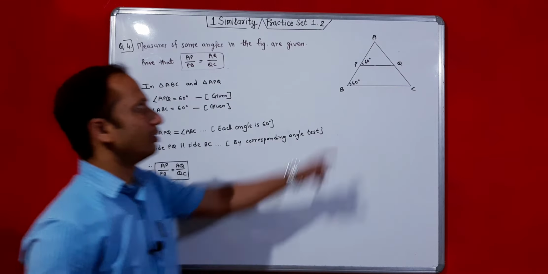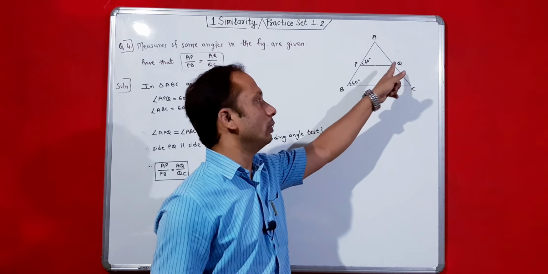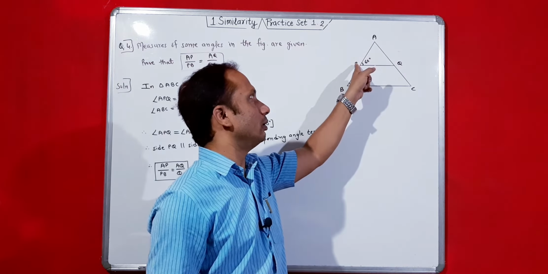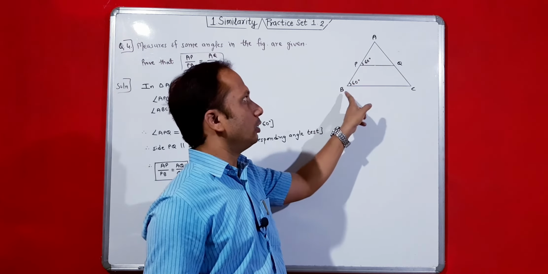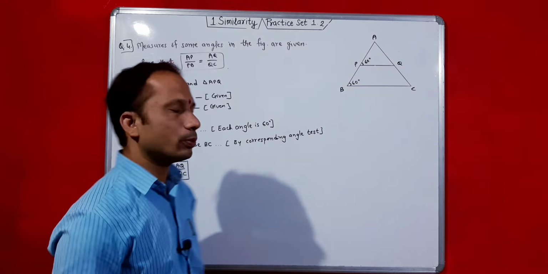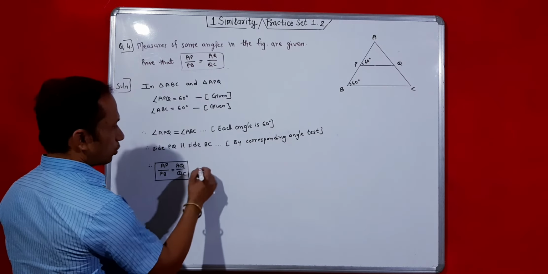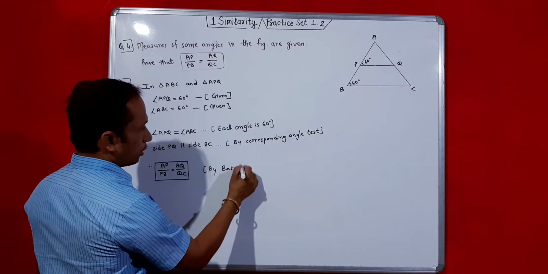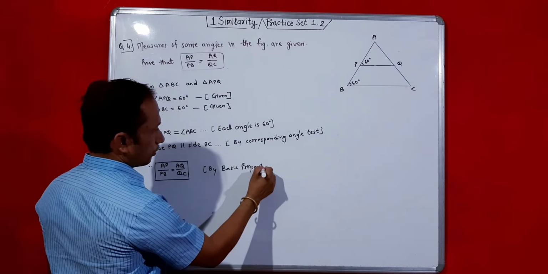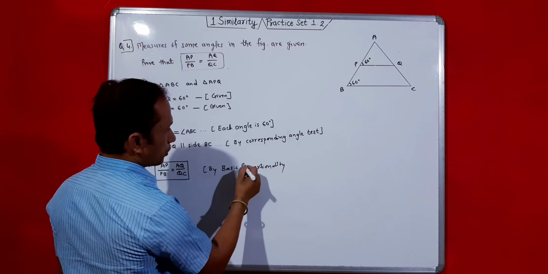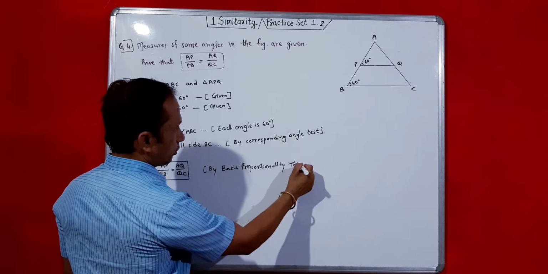In a triangle, if a line is parallel to the third side of the triangle, it divides the other two sides in the same proportion, by the BPT. So by the basic proportionality theorem. This is the reason you have to write here.